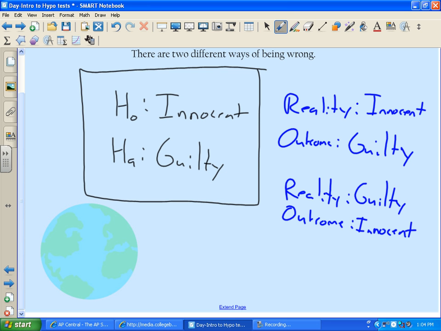How many people came up with these two sets of outcomes? Is the null hypothesis true or false? This is just kind of talking about things in general, and this is where we're going to pick up tomorrow.